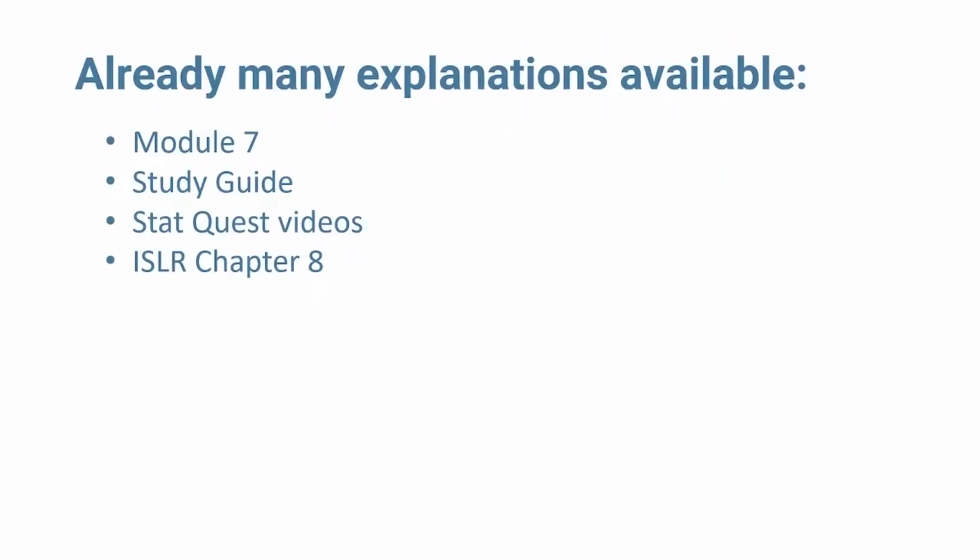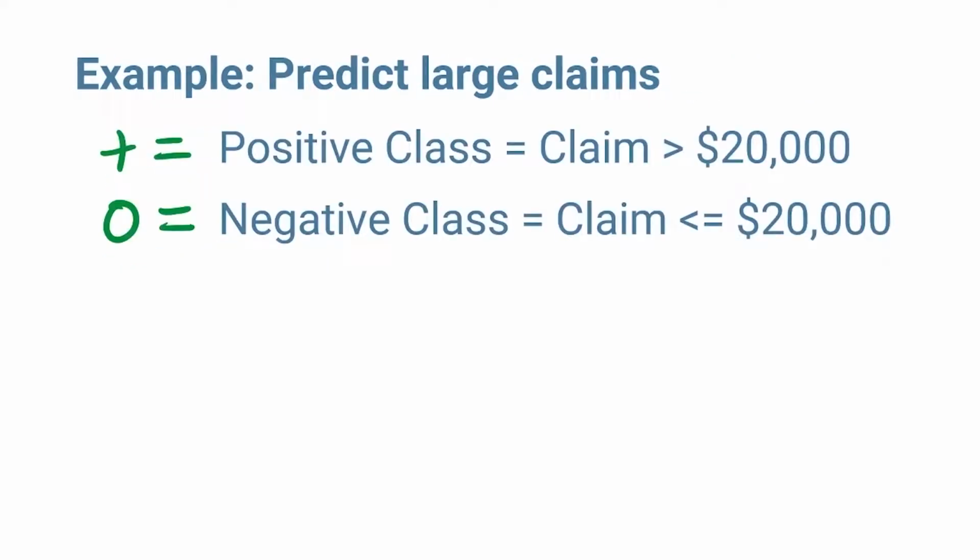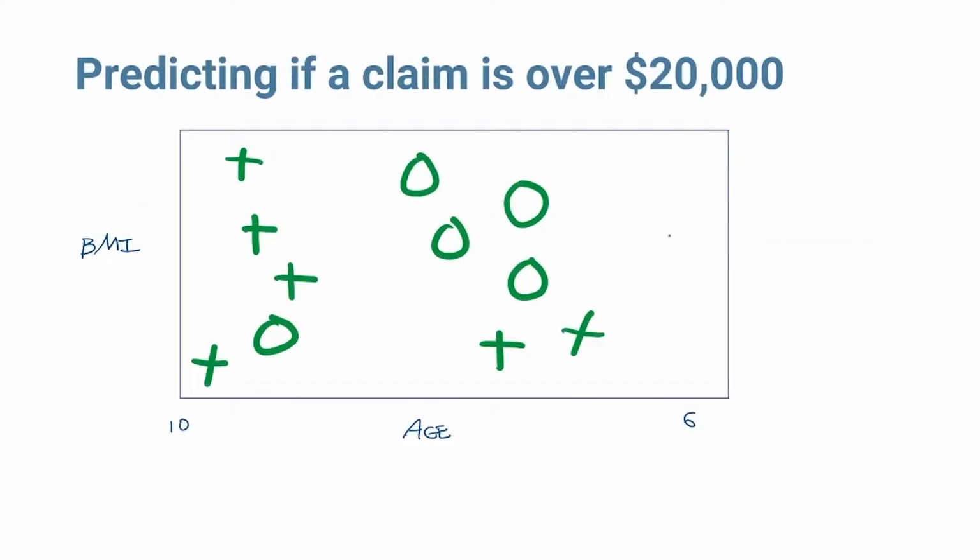There are already many illustrations of decision trees available on the internet. So this will just be a simple explanation to get you the bare essentials for PA. I suggest that you also review Module 7, the study guide, the StatQuest videos, as well as ISLR Chapter 8 for additional details. Here's an example. You're predicting either a positive class or a negative class. The positive class is if the claim is above $20,000, and the negative class is if the claim is below $20,000. You are using patient information, their age, and their body mass index.